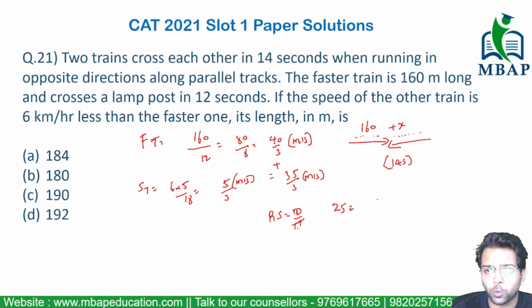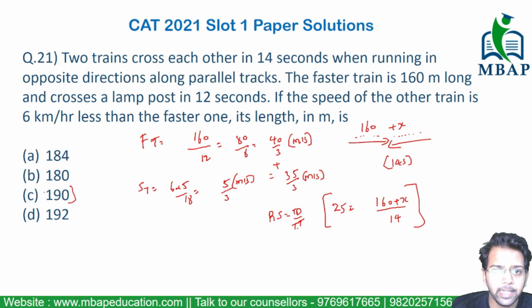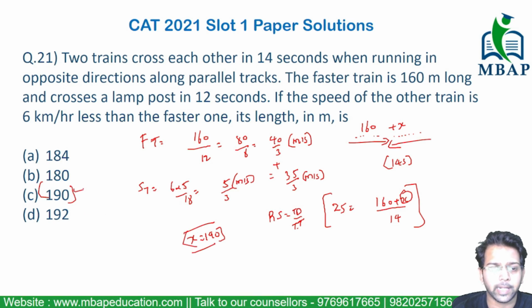This 25 will be the total distance, which is 160 plus x, divided by the overall time they are taking, which is 14. What is the overall time that they are taking? It is basically 14. And if you solve this, you will get the straightforward answer, which is as simple as 190 meters. Clear? So you need to find the value of x. The value of x you will get is 190, which is option C.